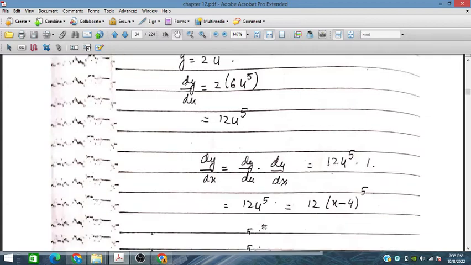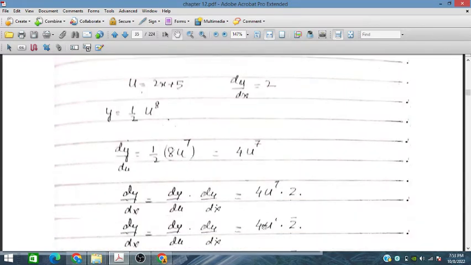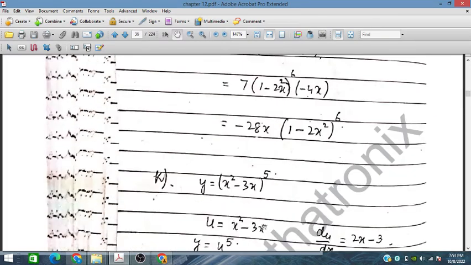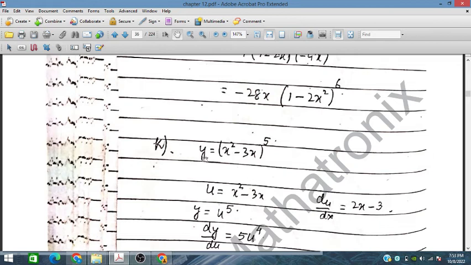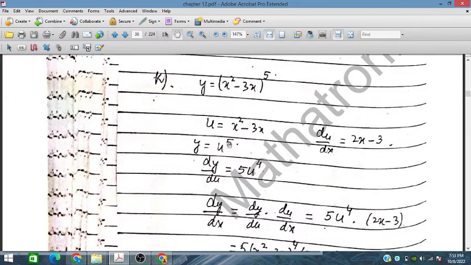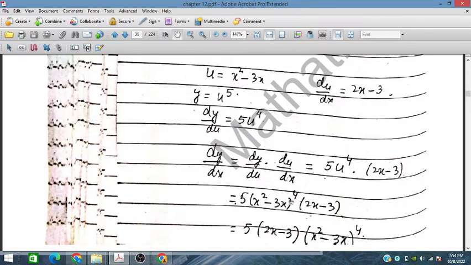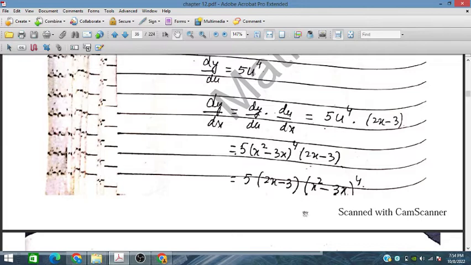Let's move to the last one. Here y is equal to x squared minus 3x, all to the power 5. Let's assume u is x squared minus 3x, so du by dx is its derivative. Then y is u to the power 5, and differentiating gives 5u to the power 4. So dy by dx by using the chain rule becomes this. In place of u we place the value of u.